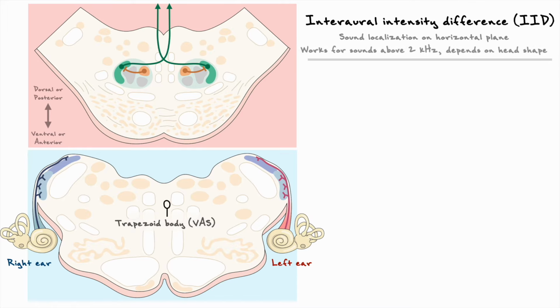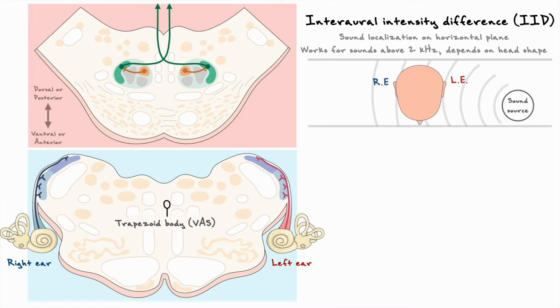This system works for sounds with frequencies above 2 kHz and depends mostly on the shape of the head. If we consider again our sound source, at frequencies higher than 2 kHz, our head starts to act as an obstacle to sound and makes a sound shadow to the ear furthest from the sound source. As such, this creates a difference in sound intensity. Accordingly, in this example, because of the sound shadow, the left ear receives the sound louder than the right ear.